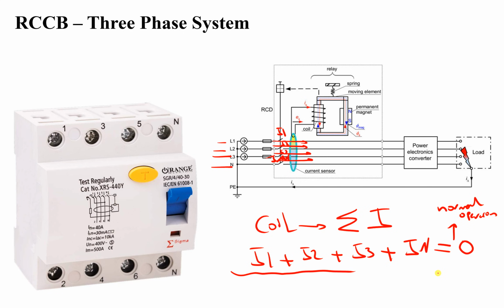If this one does not equal 0, it means we have a fault. Now, why does it sum like this? Because this is a coil. It looks like this. Now, what about the neutral? The neutral comes back in the opposite direction.